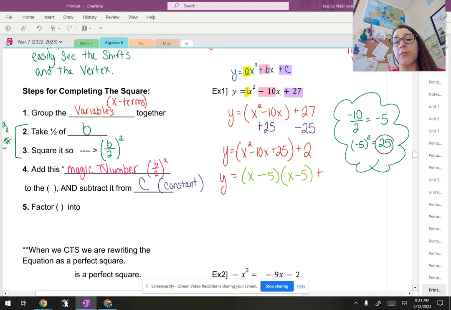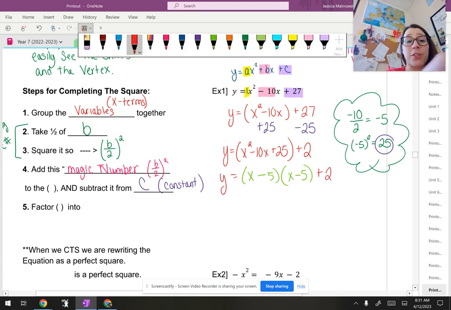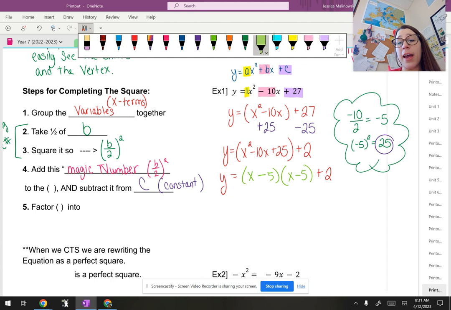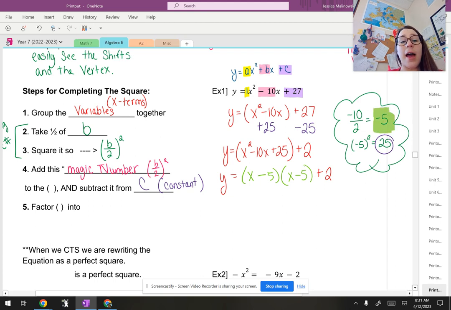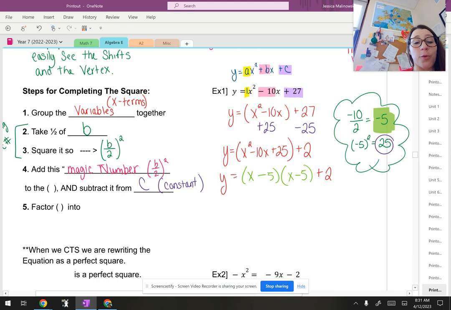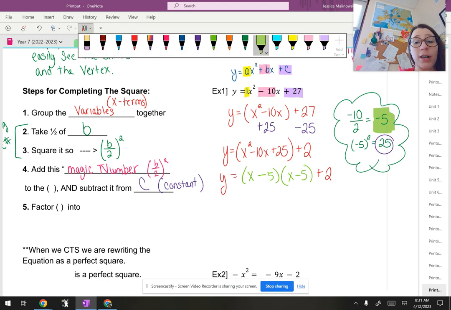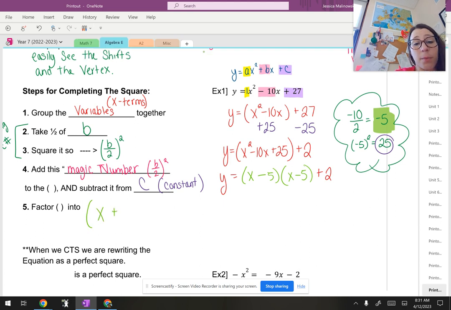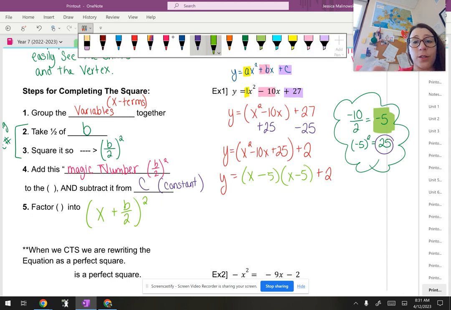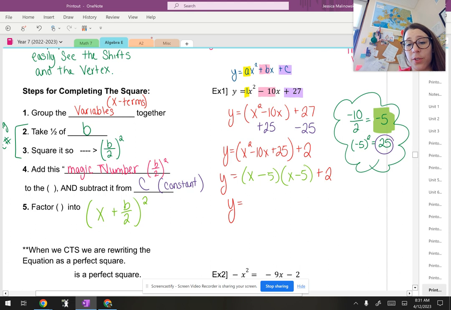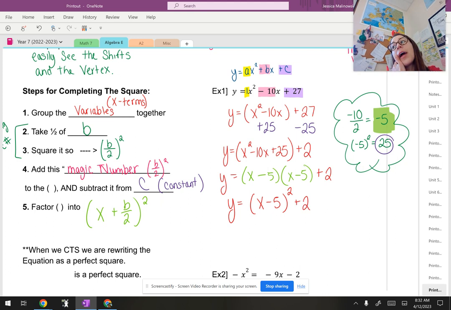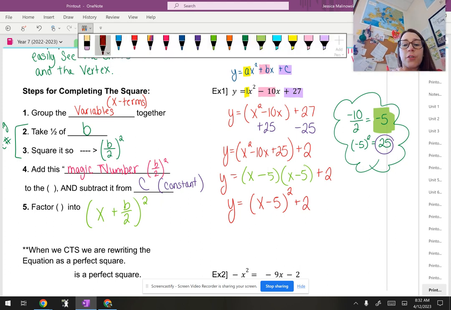Now, I took the long way of going about doing that. There's a trick to this factoring. This is always going to factor into whatever half of your b value was. So the last step here tells you to factor the parentheses into x plus b divided by 2 quantity squared. So y equals x minus 5 quantity squared, because there's 2 of them, plus 2. There you have your equation in vertex form.